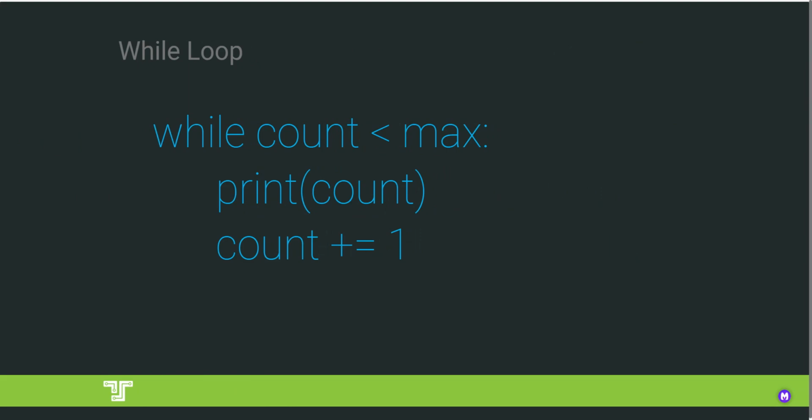So in summary, while loops have the same three parts as conditionals. It has a clause, it has a condition, and it has a block. Every time the condition is true, the loop is going to repeat, and something inside the block needs to eventually make the condition false. Otherwise, it's going to be an infinite loop and run forever, forever, ever, ever.